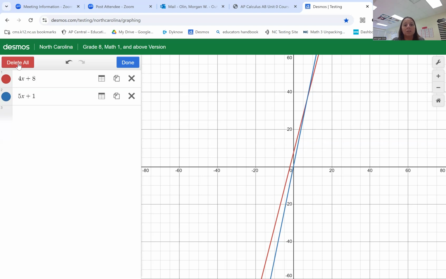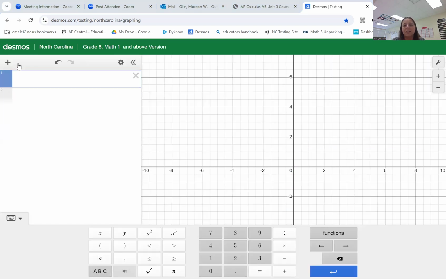You can also solve it that way. Now I'm going to solve the rest of them by hand so you can see that, but Desmos is an option for you. Let me get back to the other screen though.